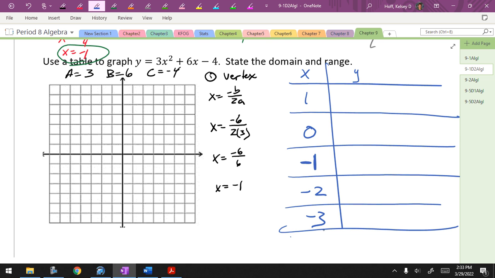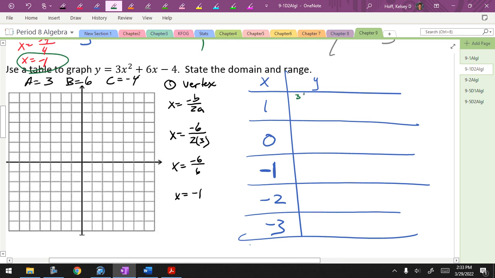Okay? Start at the top. Let's plug in a 1. 3 times 1 squared plus 6 times 1 minus 4. 1 squared times 3 is 3. 6 times 1 is 6, and then minus 4. So we have 3 plus 6 minus 4, which is 5. So really my point, 1 comma 5, is the point I just created.